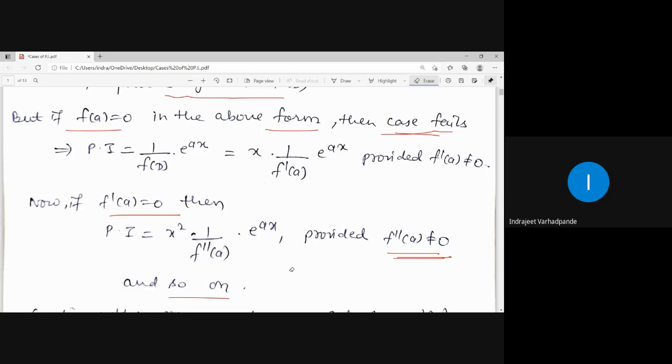If in doing so you are getting the denominator as 0, it is treated as failure of the case. In such a case, I have to multiply by x and differentiate the denominator with respect to D and then replace D by a. Again, if you are getting it as 0, go on multiplying by x and calculate the successive differentiation and keep on replacing the value of D by a unless and until you get the denominator as non-zero, some finite quantity as the answer. That will be our particular integral.